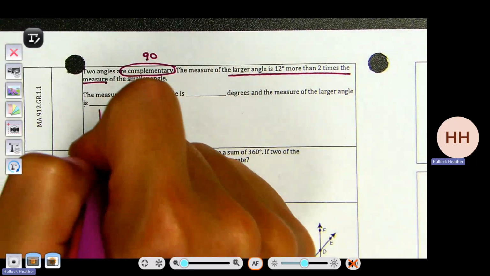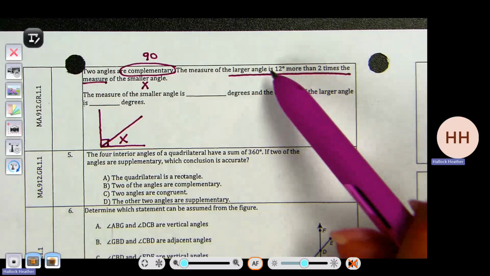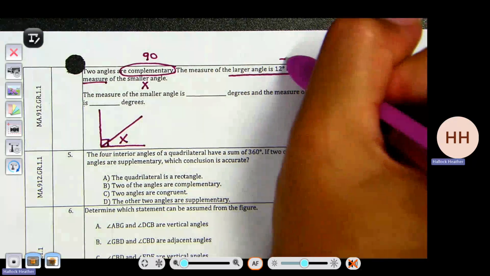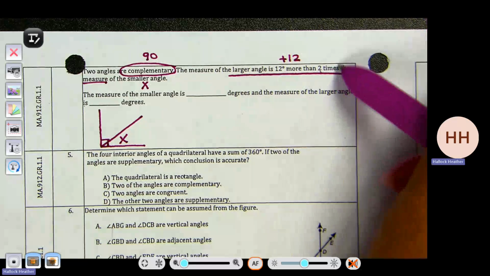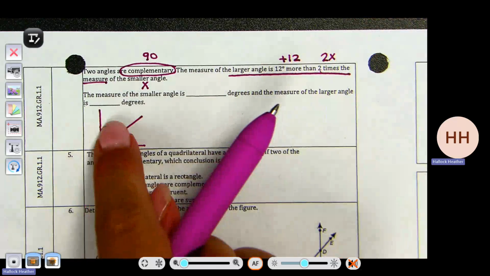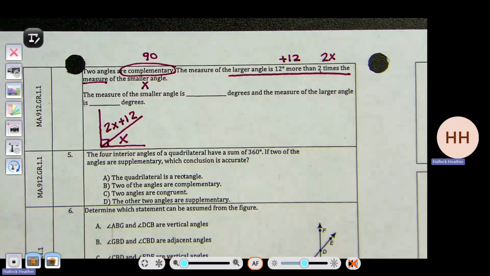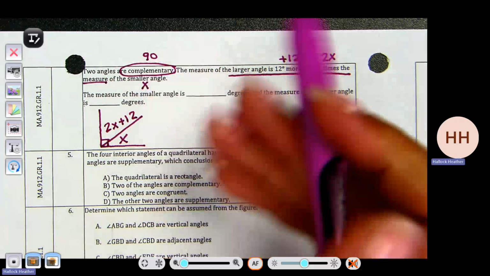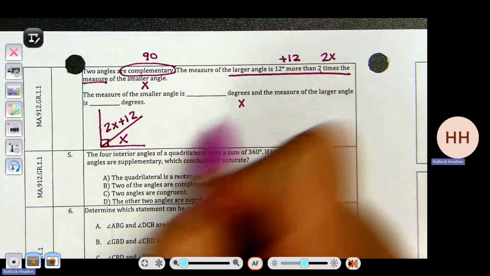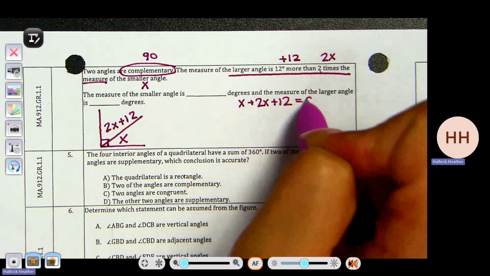So if I draw a picture of a right angle, because it's complementary, 90, I'm splitting it. The smaller angle is x. And then in algebra, the larger angle is 12 more, that's plus 12, then 2 times, 2x. So this together represents my other angle, 2x plus 12. So I need to combine these, and they make a complementary angle, which is 90. So we're doing x plus 2x plus 12 equals 90.